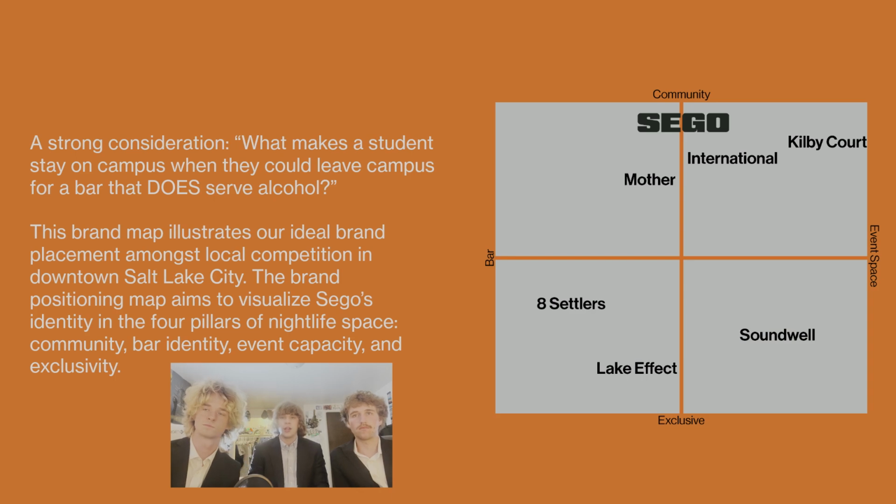So we've sort of illustrated a brand map that shows our ideal placement amongst this local competition in downtown Salt Lake City. The brand positioning map aims to visualize SEGO's identity in the 4 pillars of nightlife space: community, bar identity, event capacity, and exclusivity. So Archie, what's our brand voice?